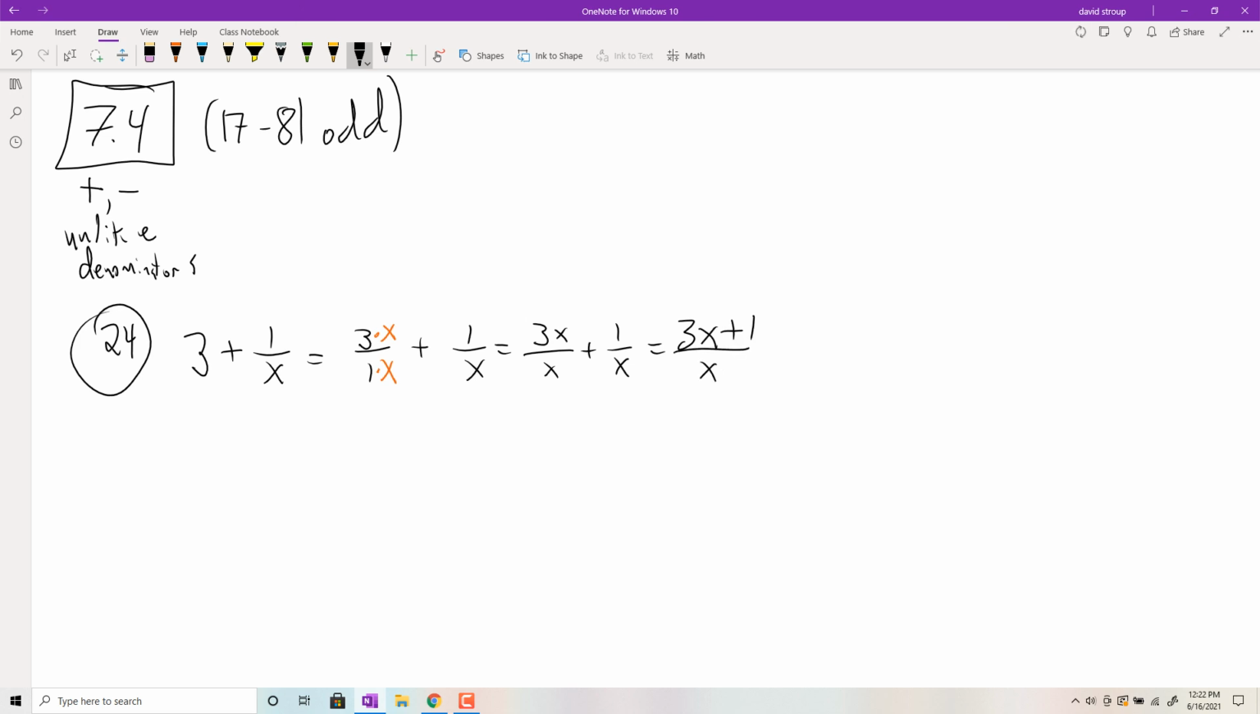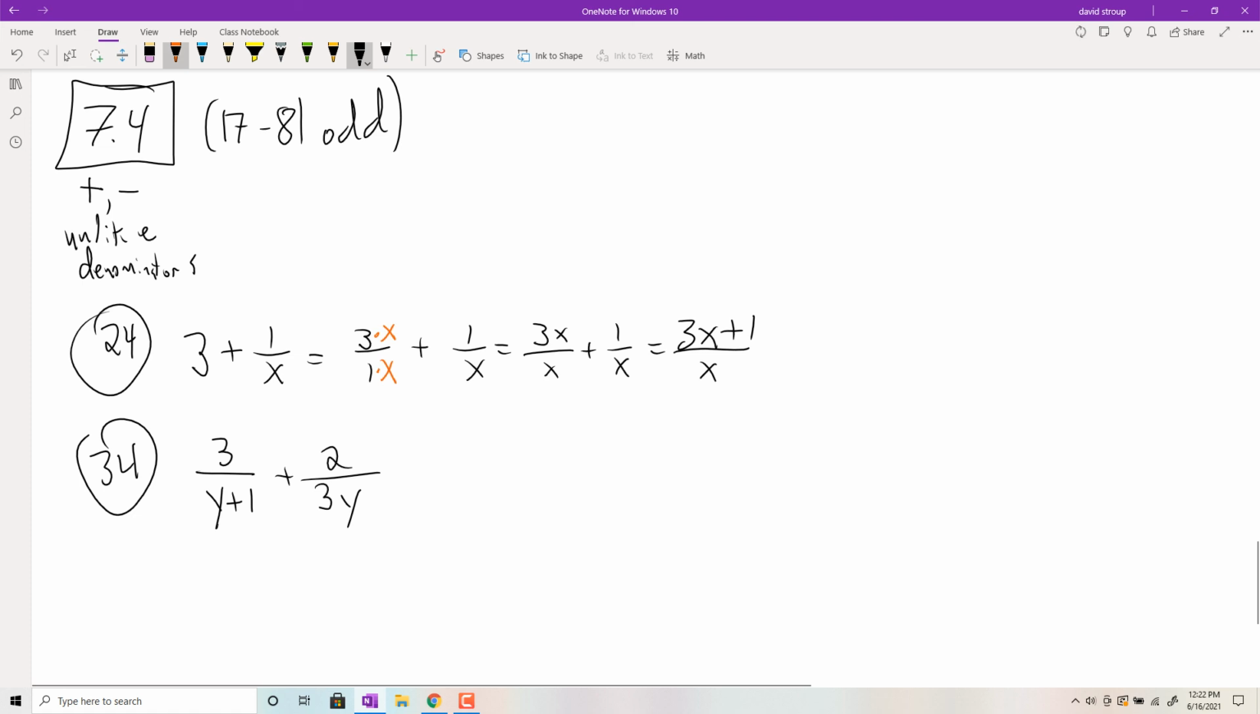Okay. And then I add the numerators over the common denominator, and I'm good to go. Okay, I'm done. Simplify if necessary. This time it wasn't. Okay, let's look at another. 3 all over (y plus 1) plus 2 all over 3y. Okay, so the first fraction is missing a factor of 3y, so I have to multiply top and bottom by 3y. The second fraction is missing that y plus 1, so top and bottom by y plus 1.